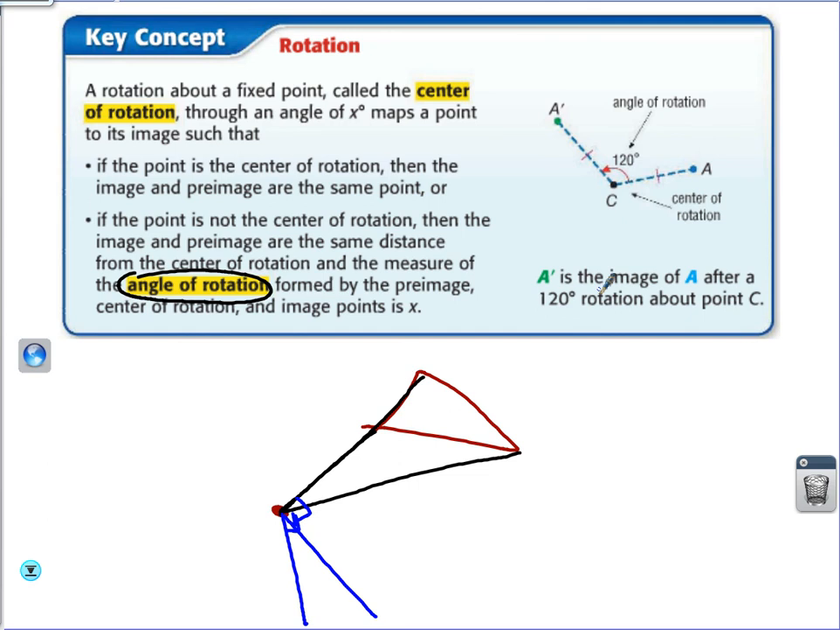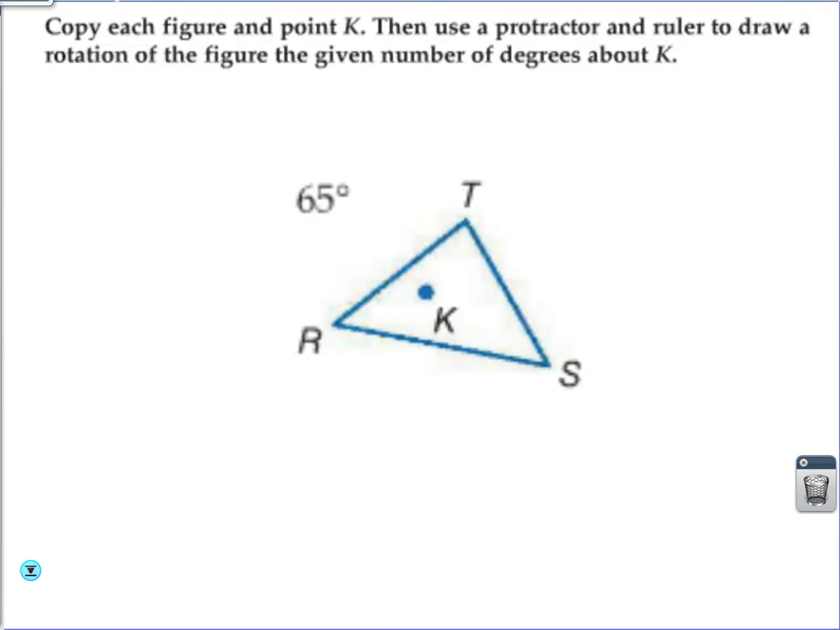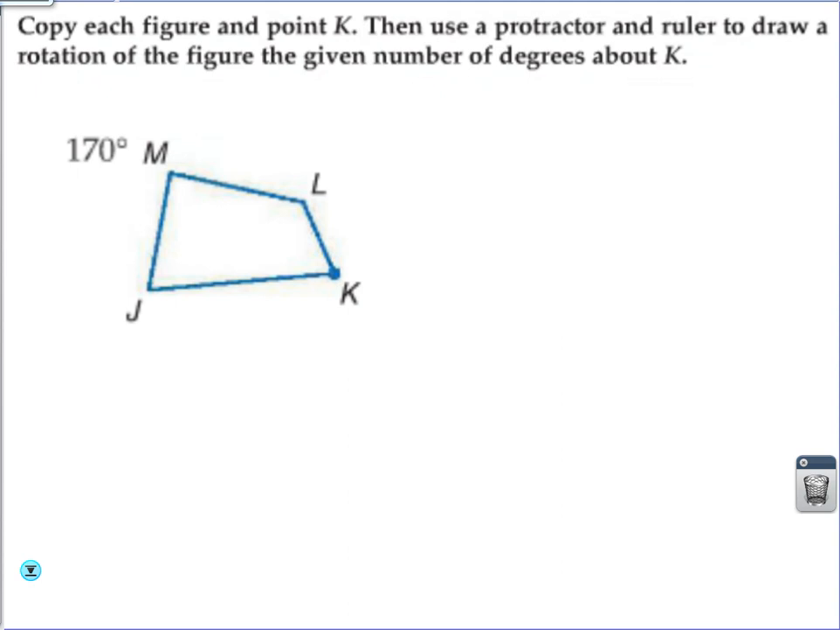Here's an example. Here's point C, which is your center of rotation. A prime is the image of A after a 120-degree rotation. So here's A. Notice the tight leash. It spins 120 degrees. That's your angle of rotation. And you now are at A prime. And notice you have that same tight leash. The distance from C to A is the same as the distance from C to A prime. Keep a tight leash. I don't think we're going to do these. I want to skip over and get to these.